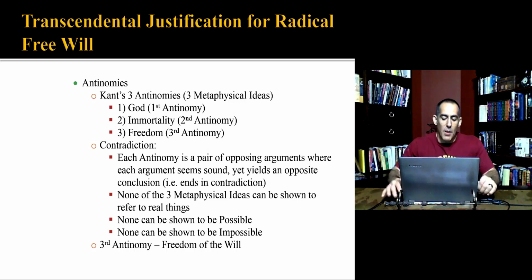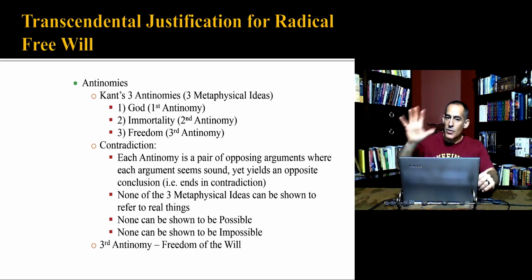Now, the contradiction is the problem. Each antinomy is a pair of opposing arguments where each argument seems sound yet yields an opposite conclusion. In other words, they end in contradiction. None of the three metaphysical ideas, God, immortality, or freedom, can be shown to be real things, none are shown to be possible, and none are shown to be impossible. So it's this third antinomy that becomes the problem, right? His moral system requires freedom, but he can't prove we have freedom.